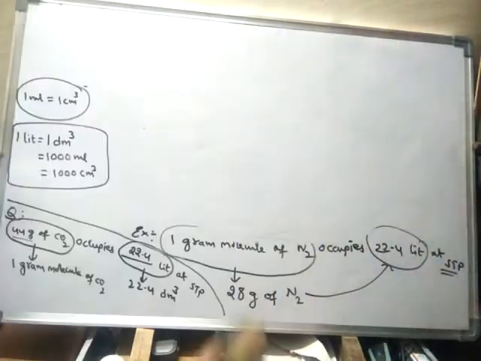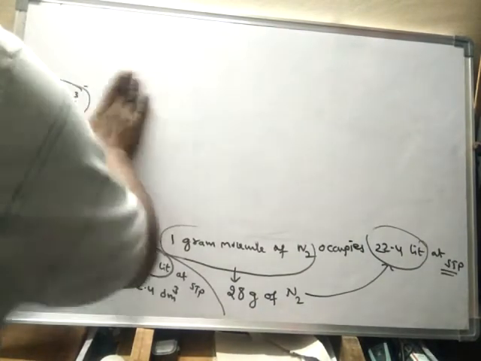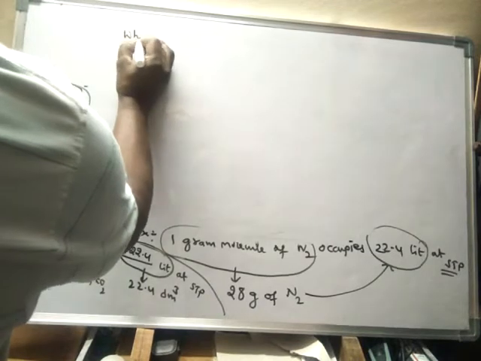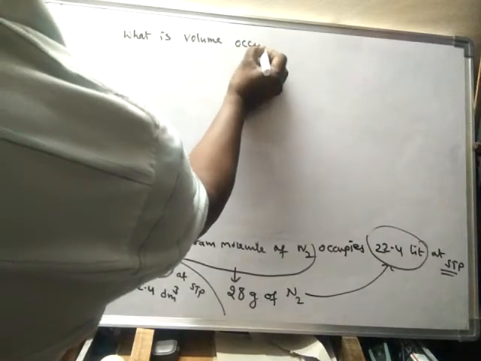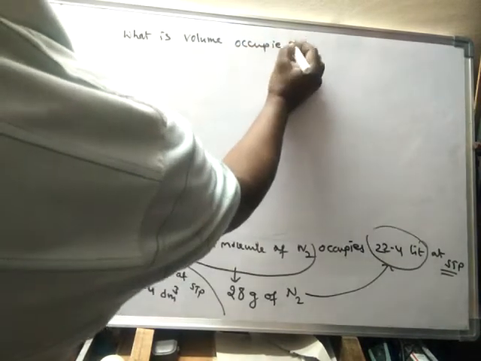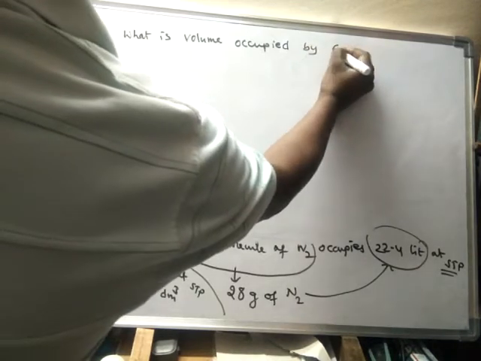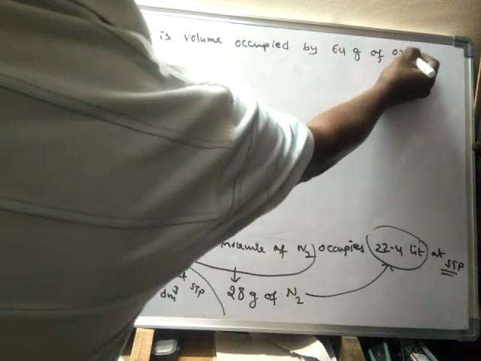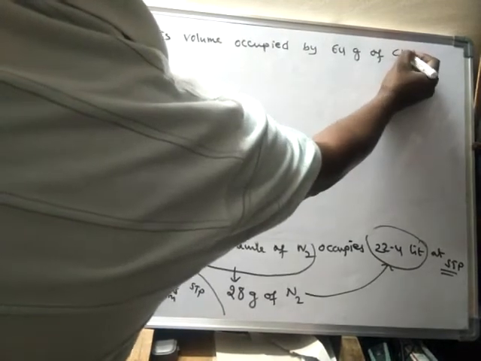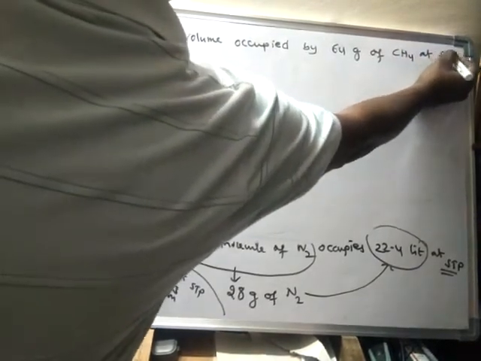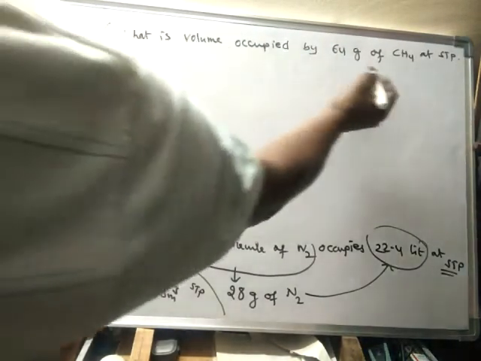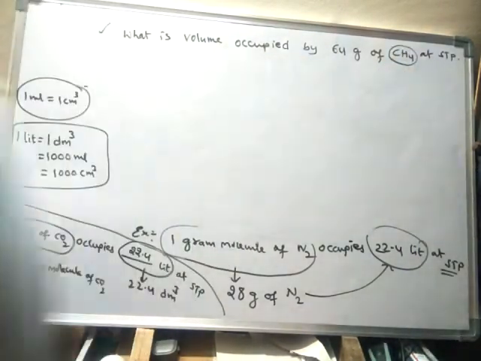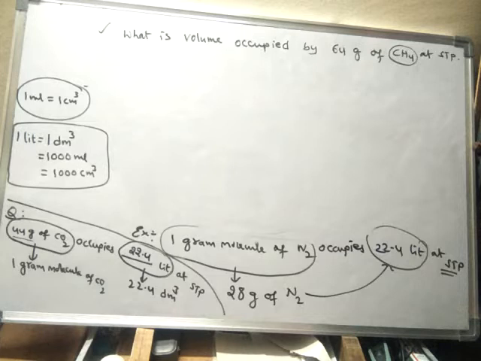One question. What is the volume occupied by 64 grams of methane at STP? Methane formula CH4. Okay, so this is a gas. Methane is a gas. Okay, what is the volume occupied by 64 grams of methane at STP?